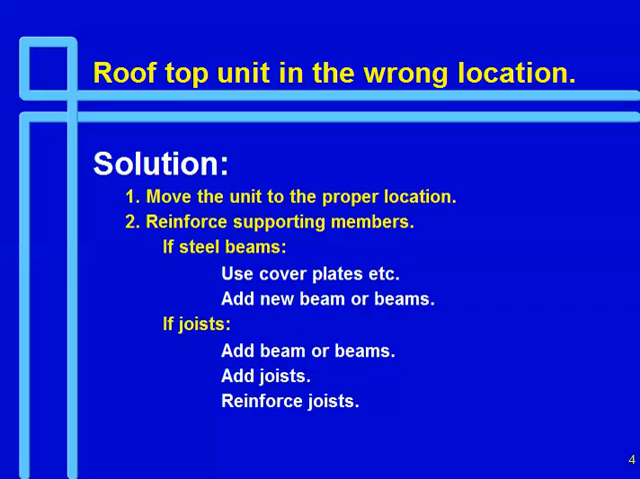Okay, one of the big ones is rooftop units in the wrong location. What do you do? I say, number one, move the unit to the proper location. That doesn't happen, does it? They just won't do it. They just say, hey, it's now the structural guy's problem, so what do you have to do? You have to reinforce the members. And if there's steel beams, certainly you can use cover plates. You might add a new beam or a new member, slip it in there. And if joists, you can add beams. We'll talk about that. Add joists or reinforce the joists, which is not a pretty sight.